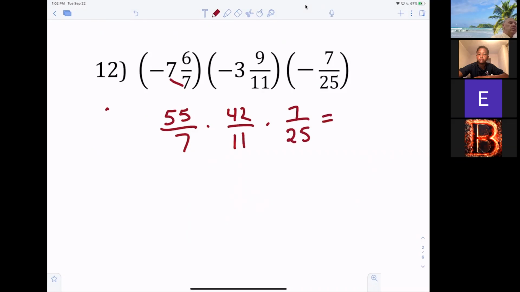Now, our final answer is going to be positive or negative? Negative. I like that. All right, now let's try to reduce, all right? It's kind of nice because they're easy to reduce. All right? Logan, what are we doing?